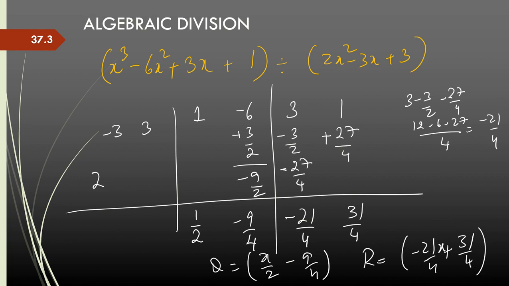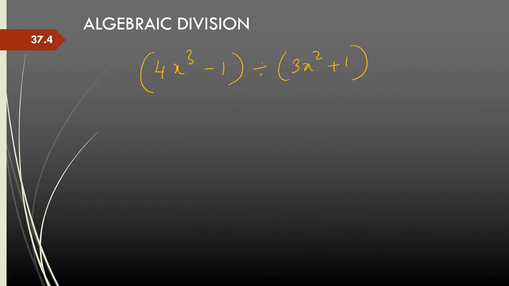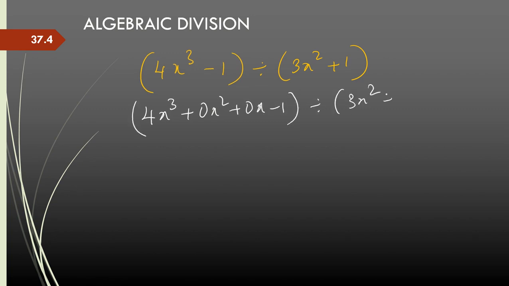So this is how algebraic division also gets simpler with the flag division method. Sometimes we might see expressions where some terms are missing. We just need to add the terms with coefficient 0. If we were solving this, for example, this will be 4x cube plus 0x square plus 0x minus 1 divided by 3x square plus 0x plus 1.